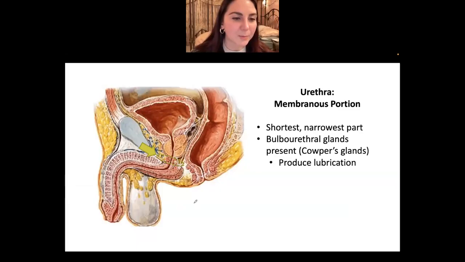Other things that are relevant about this portion: the membranous portion has these glands called Cowper's glands. The other name for it is bulbourethral glands. These are just glands that produce lubrication.